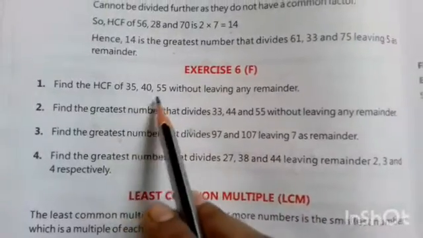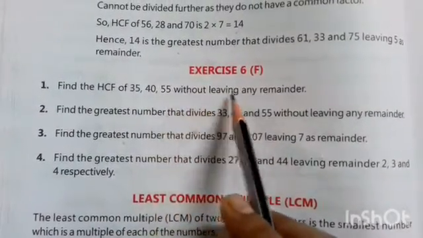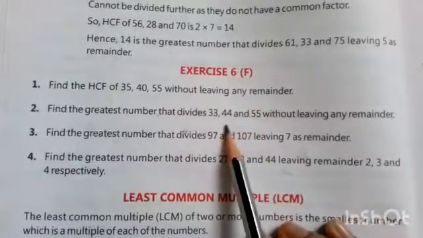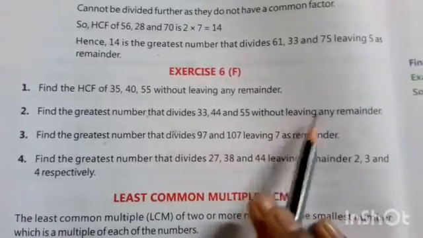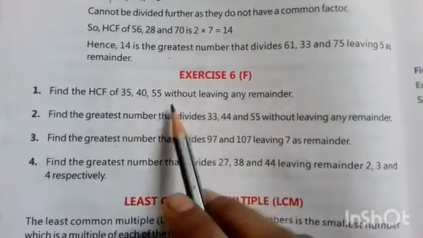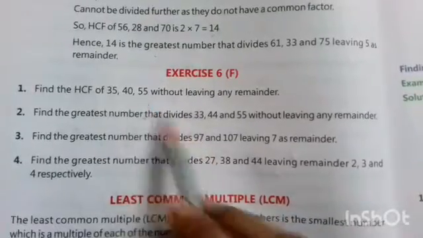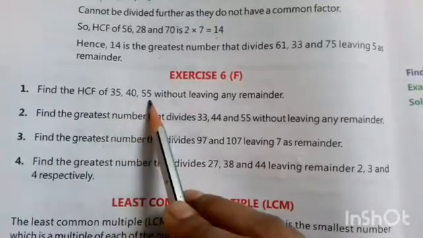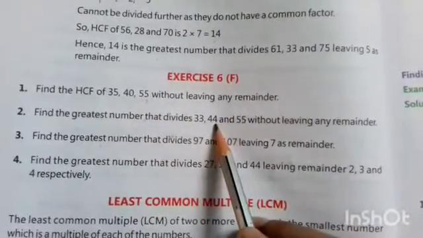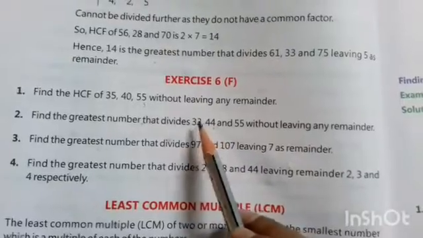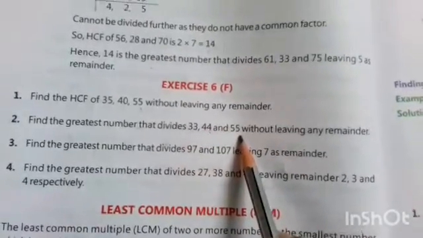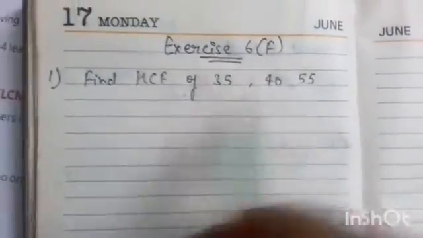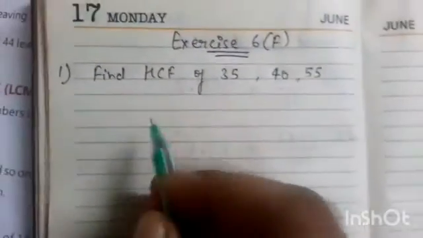Find the HCF of 35, 40, 55 without leaving any remainder. Now find the greatest number that divides 33, 44, 55 without leaving any remainder. Both are the same formation. So do the HCF of 35, 40 and 55, and here also do the HCF of 33, 44 and 55. Find the HCF of 35, 40 and 55. Question number 1, without leaving any remainder.